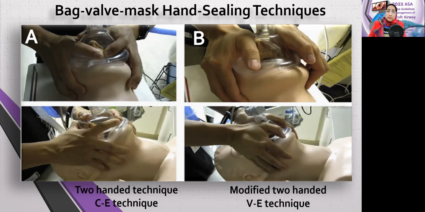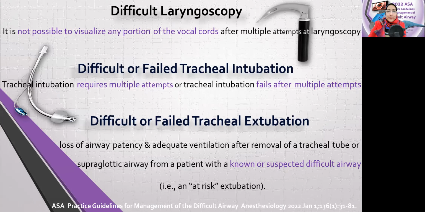Another way of mask sealing is the modified two-handed technique, or V and E technique. You use the thumb and thenar eminence of both hands on both sides of the mask, and the other fingers at the angle of the mandible, trying to elevate the mandible anteriorly and upward. Okay, this is the optimal mask sealing technique.